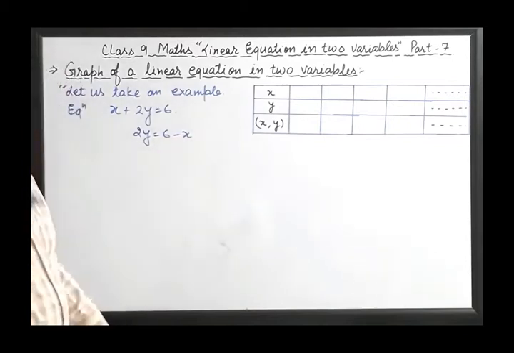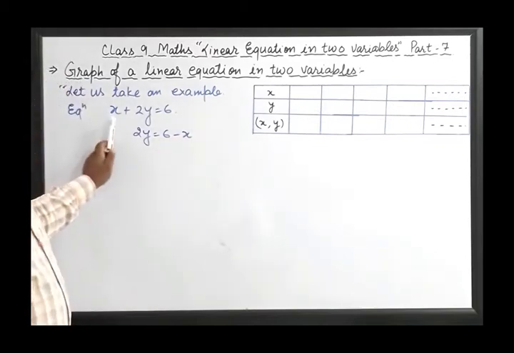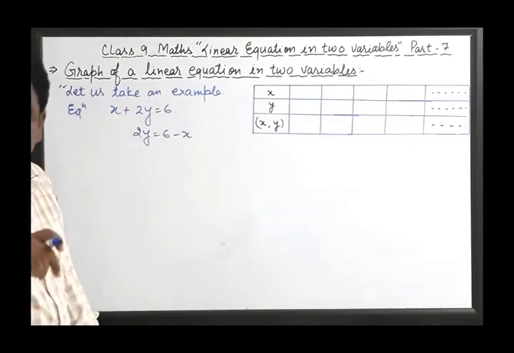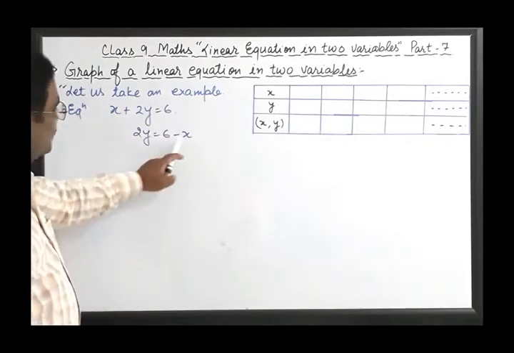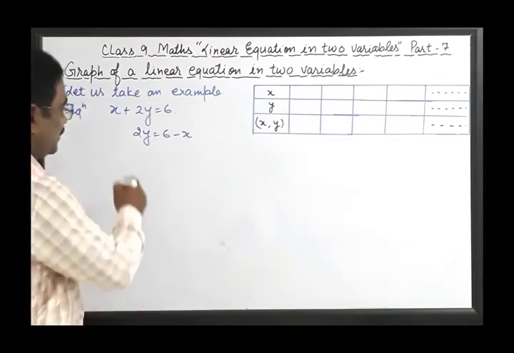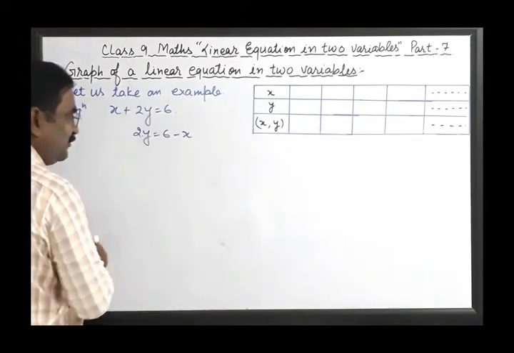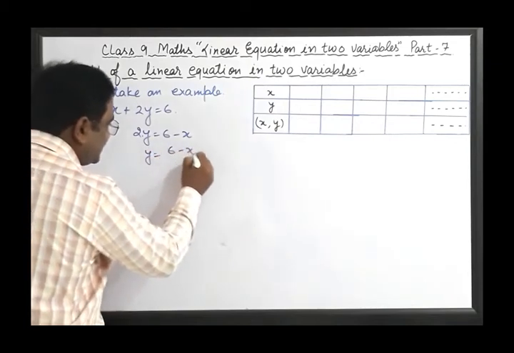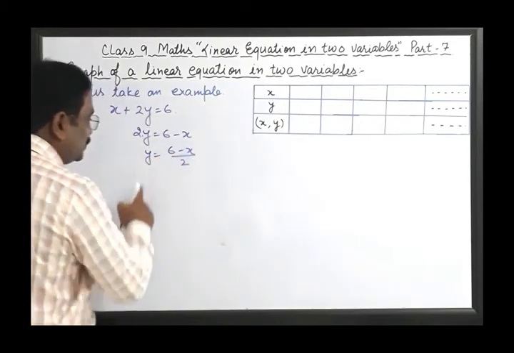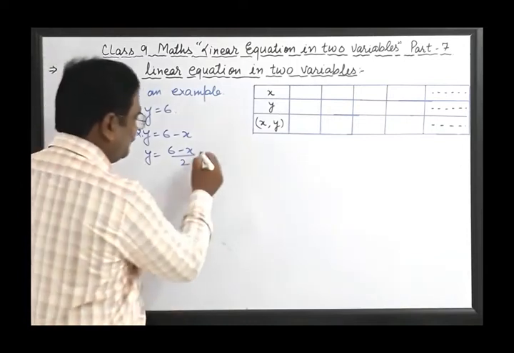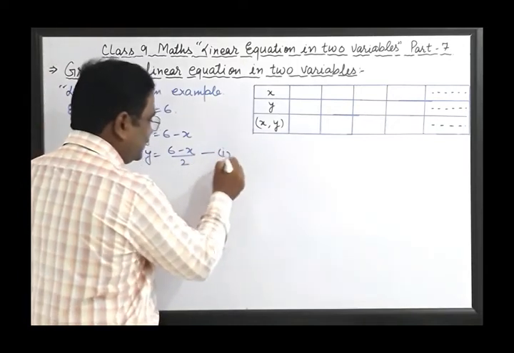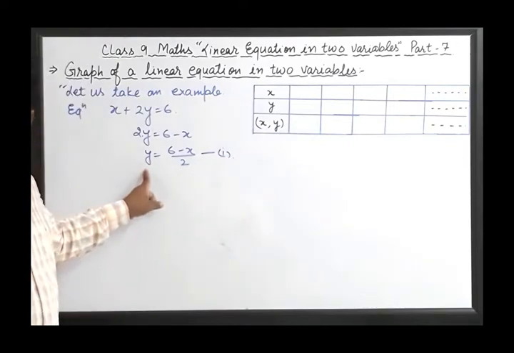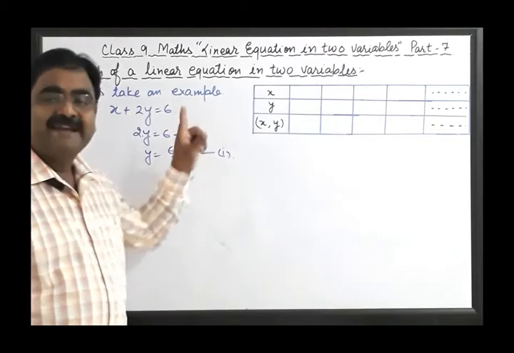Any problem children? What did we do? We only transposed x. Here the sign of x is positive and on the right side it becomes negative. Now as 2 is multiplied over here, y can be written as (6 minus x) upon 2. This equation, which is equation number 1, tells you the value of y in terms of x.